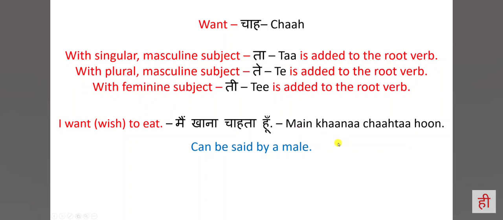Now, this is a direct construction, meaning the verb changes according to the number and gender of the subject. In the previous video, we used indirect construction, meaning the verb changed according to the number and gender of the object and not the subject.